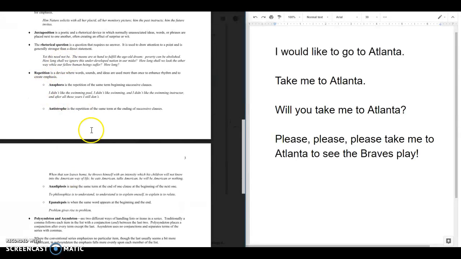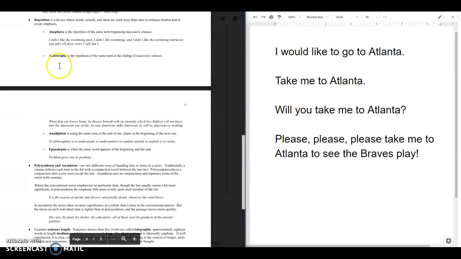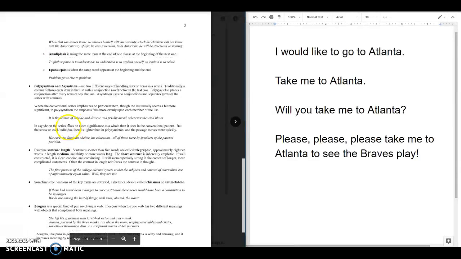Rhetorical question, this is one that you're probably already familiar with. This is a question that is asked that doesn't require an answer. Repetition is when you have the same sounds or ideas or words repeated throughout a text. I will let you read through these examples of repetition yourself.